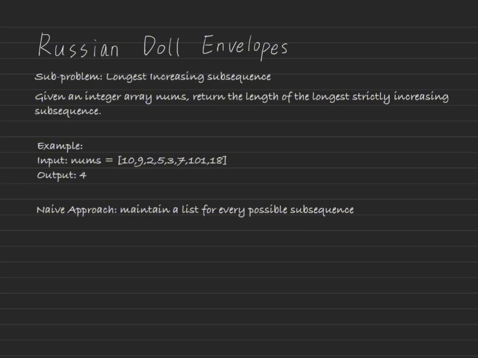We've successfully identified the subproblem after sorting, which is to find the longest increasing subsequence in the heights array. Given an integer array nums, how do we return the length of the longest strictly increasing subsequence? The naive approach would be maintaining a list of every possible subsequence. Let's look at the example where nums is equal to [10, 9, 2, 5, 3, 7, 101, 18].